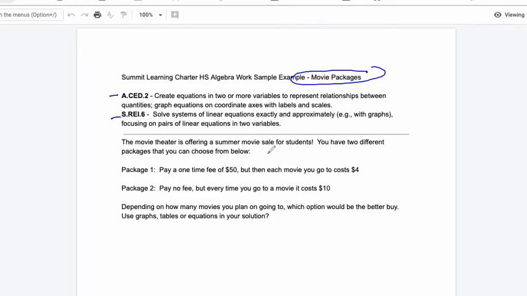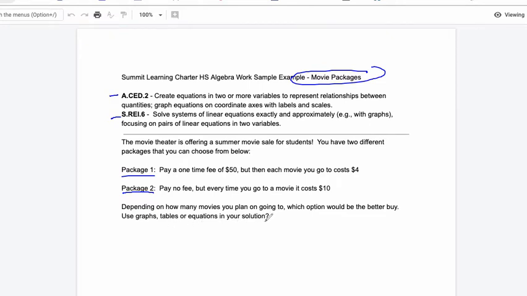The movie theater is offering a summer movie sale for students. You have two different packages that you could choose from below. Package 1: you could pay a one-time fee of $50, but then each movie you go to costs $4. You also have package 2: you can pay no fee, but every time you go to a movie, it costs $10. Now here's the problem. Depending on how many movies you plan on going to, which option would be the better buy? Use graphs, tables, or equations in your solution.